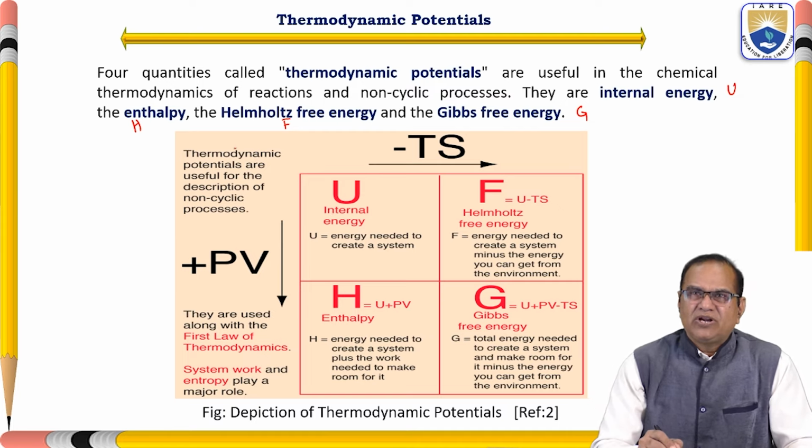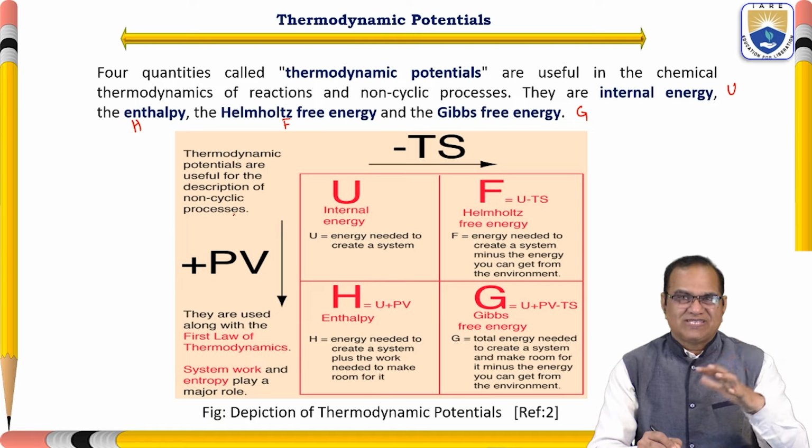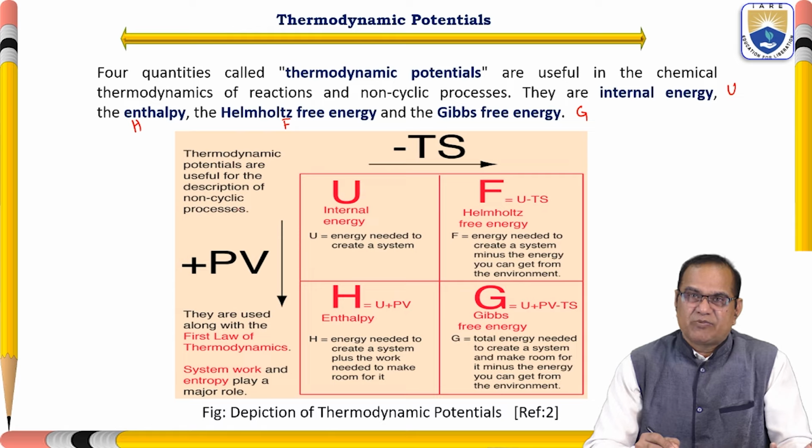So the thermodynamic potentials are useful for the description of non-cyclic processes. If it is a cyclic process, the thermodynamic gas equations and all these things will be applicable. But if it is a non-cyclic process like chemical reactions, it is impossible to use those equations.